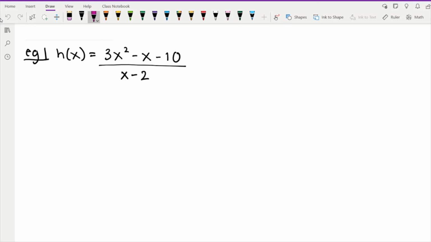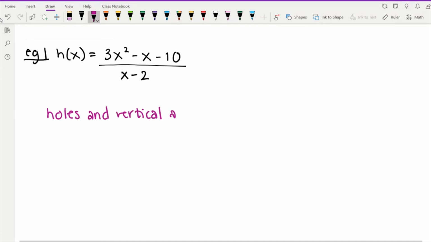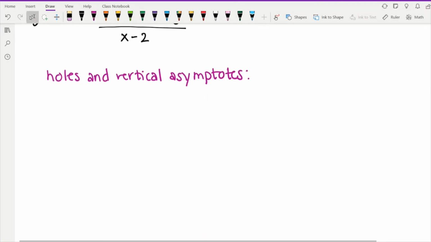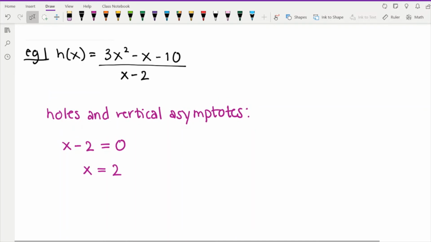Okay, so first thing we want to find is the holes and vertical asymptotes. And that's basically the same thing as asking where is the function undefined. Okay, so how do we find the holes and the vertical asymptotes? Well, that's where the denominator is equal to 0. So we get x minus 2 is equal to 0. And that tells us the function is undefined at x is equal to 2. So the next question is whether x is equal to 2 is going to be a hole or a vertical asymptote. So how do we figure that out?